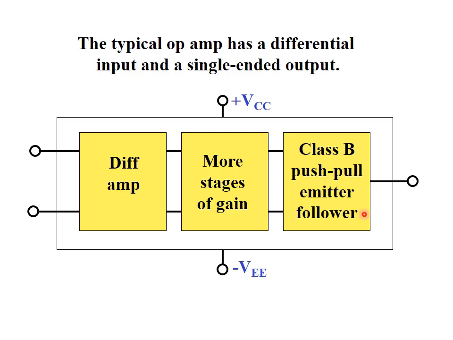This block diagram shows the most common stages of any operational amplifier, although there are some exceptions. In some operational amplifiers we don't have this class B push-pull emitter follower stage, and in some others there are two outputs, not one. But this is the most common operational amplifier block diagram.